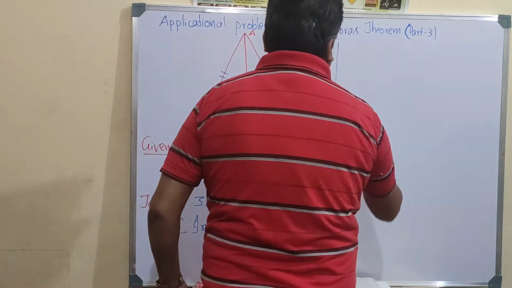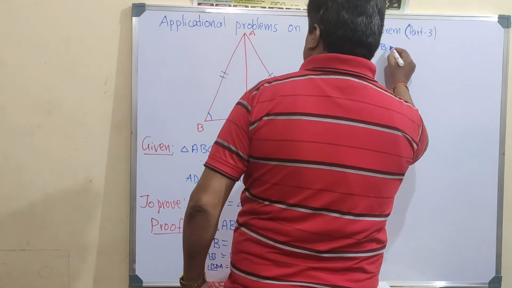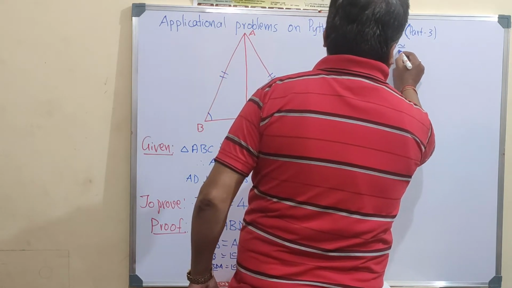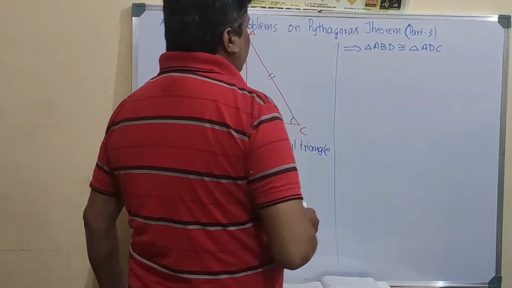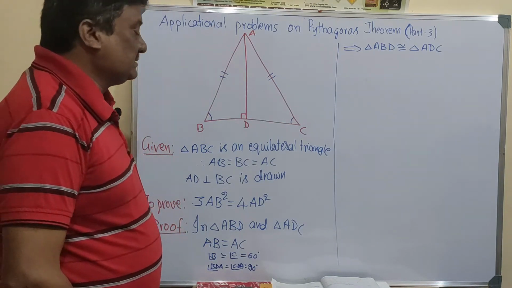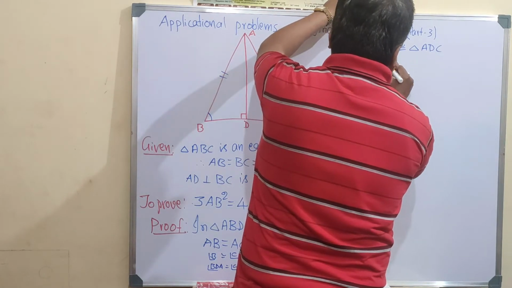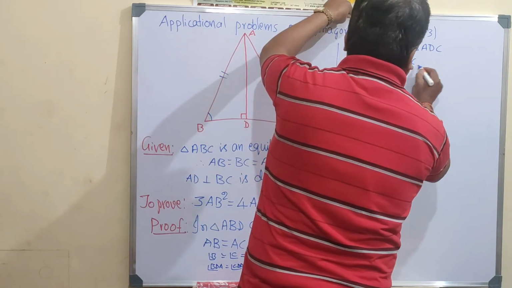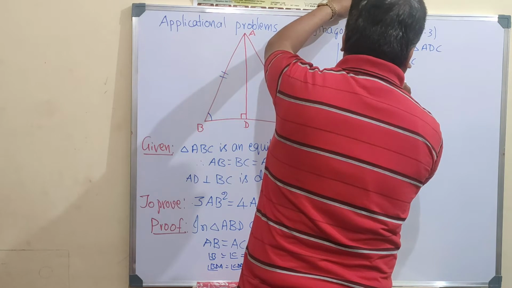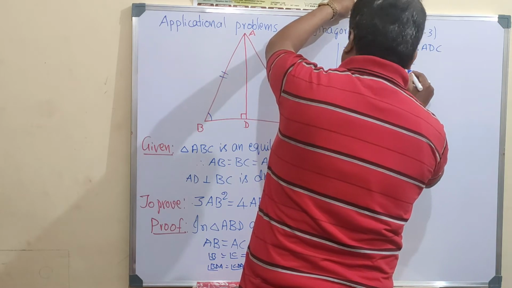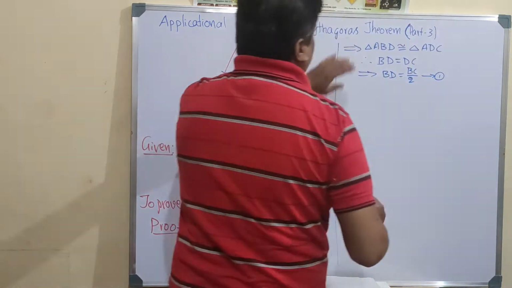So that implies triangle ABD is congruent to triangle ADC. Therefore BD is equal to DC. That implies BD is equal to BC by 2. Let's call it equation 1.